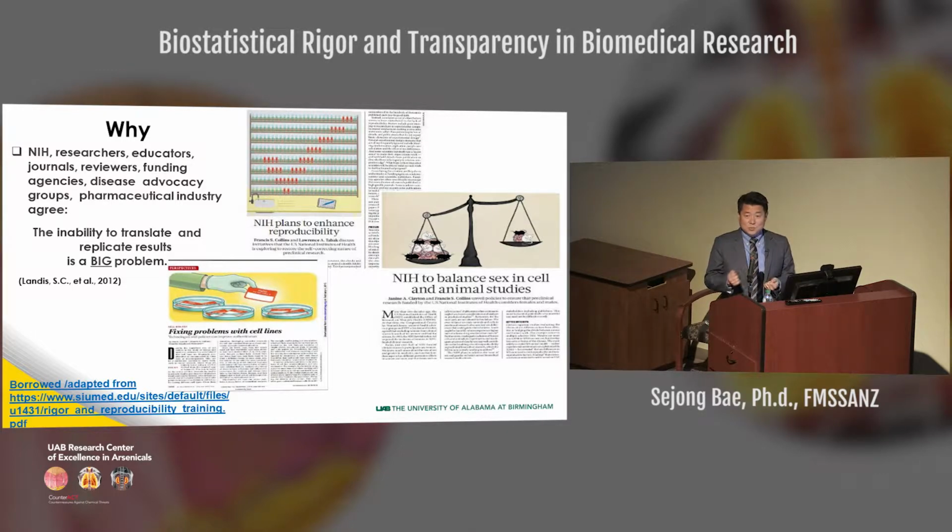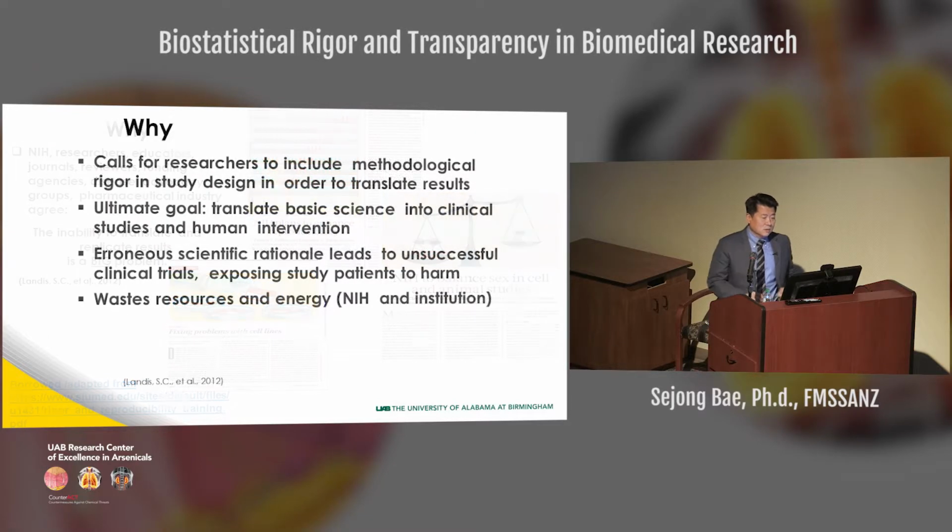NIH plans to enhance reproducibility, so whatever you write, others will be able to duplicate in the lab, from lab A to lab B, or from Birmingham to Chicago and any other place around the country and world. And then there is balancing sex in cell and animal studies, right? When you do an animal study, some of you know that one gender does respond better than the other. So, overall, unless you are doing research on ovarian cancer or prostate cancer, we want to see a combined animal study, and then you can talk about the trends by gender. Those are some of the things we're going to talk about as well.